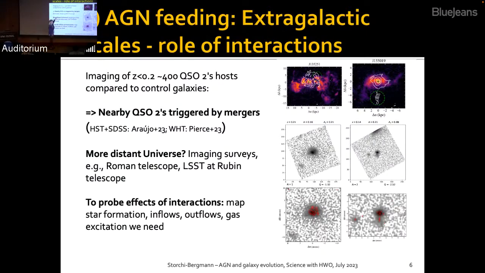we have done using SDSS images of a sample of about 400 nearby QSO2s, with redshift smaller than 0.2, and we paired it with a control sample of non-active galaxies. And we found that most QSO2s present signatures of mergers. So the AGN is connected to mergers, is produced by mergers on large scales.